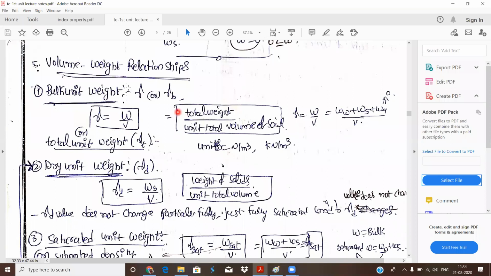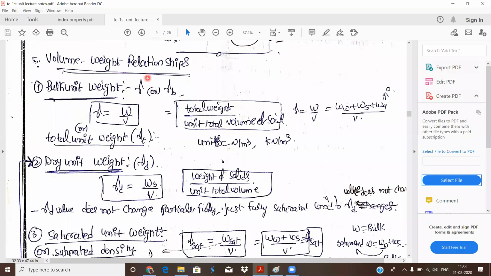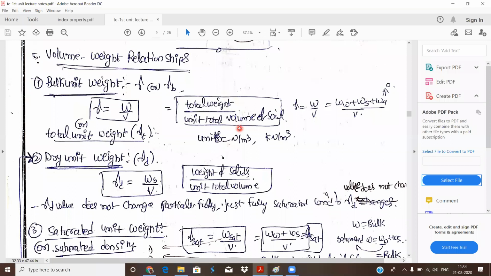Also, we have mass weight relationships available, but volume weight relationships are mostly important because some authors use mass and some authors use weight. Because of this, volume weight relationships are mostly used.